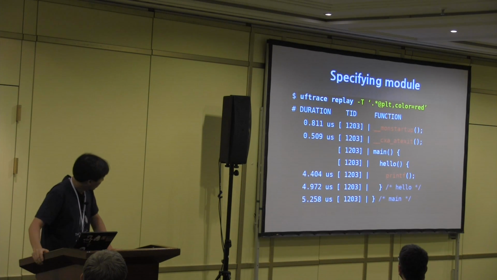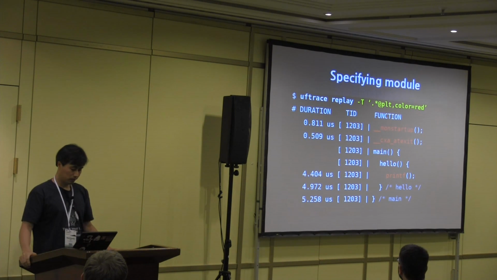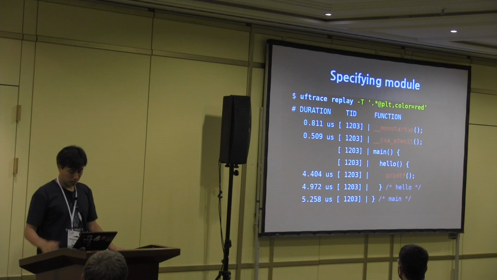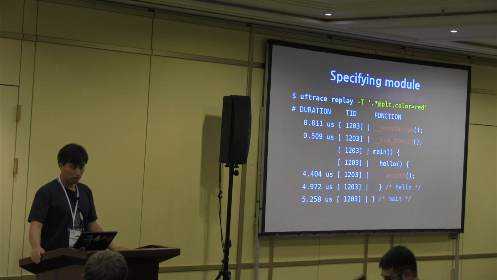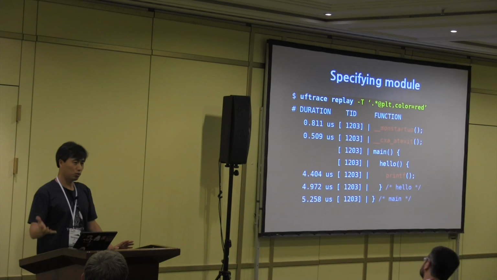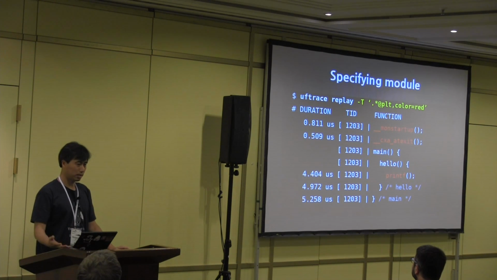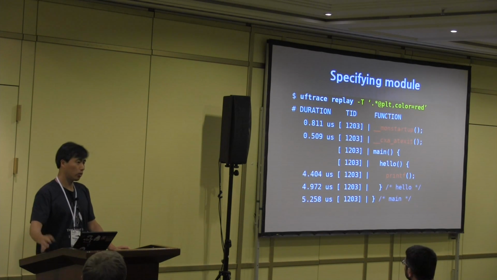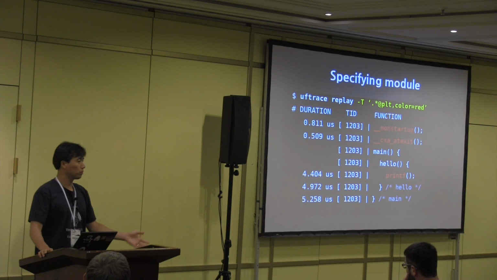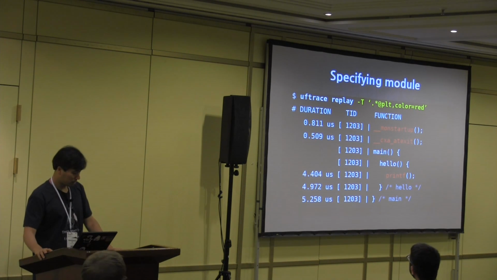Okay. And actually, function names can be in different modules, especially when you build your program with some library. The library code itself has the compiler instrumentation code. It will be shown in the output, and you can select some functions from this library or from the main executable with the module syntax.